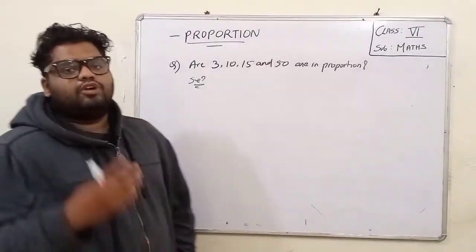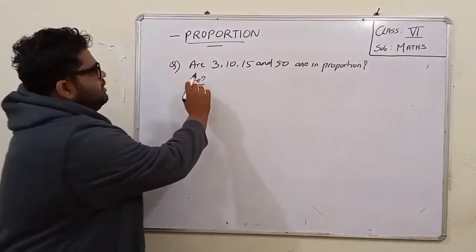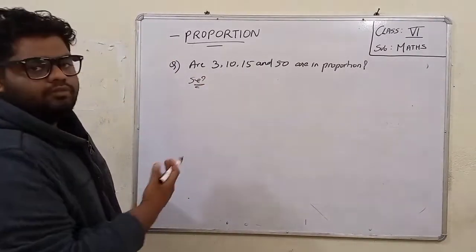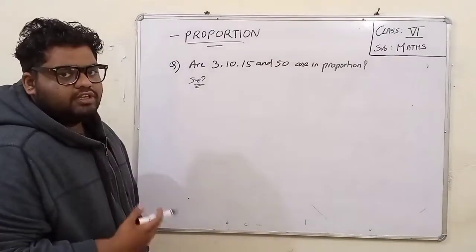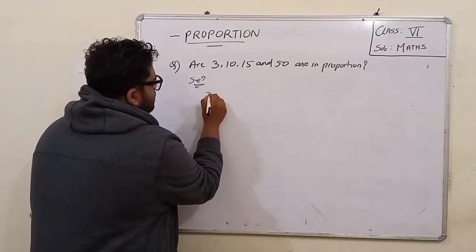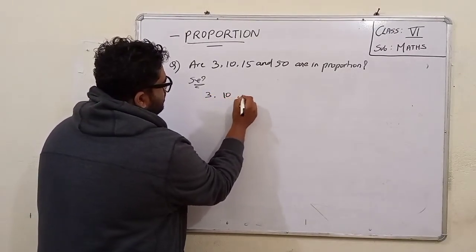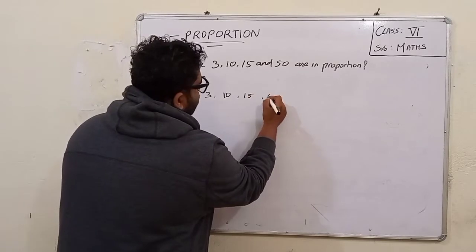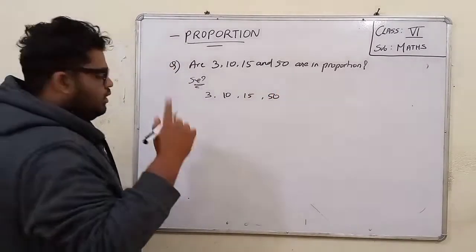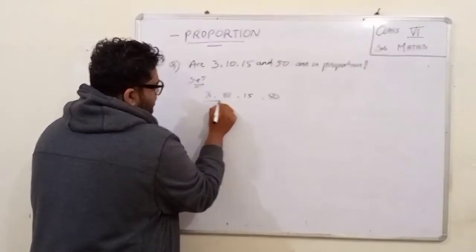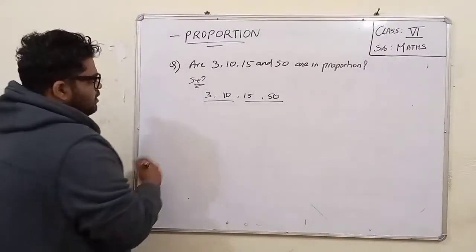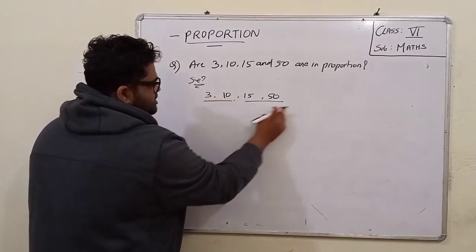Alright, now moving on to the next problem. Are 3, 10, 15 and 50 in proportion? Here, the ratios are not directly given. Now we have to find them. So, first write the values. The given values are 3, 10, 15 and 50. Now, pair them. First, we take 3 and 10 and then 15 and 50. Now, consider this as one ratio and this as another ratio.